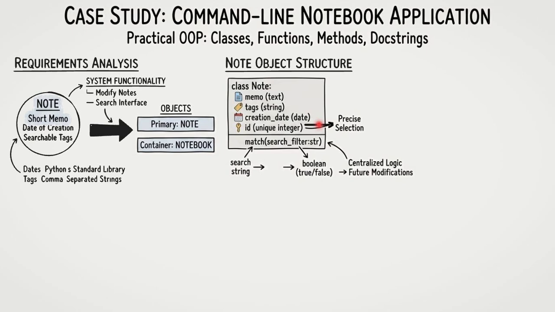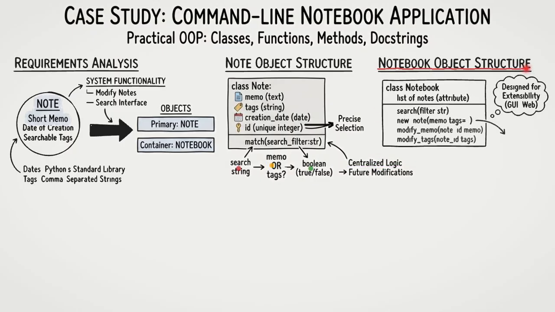A key design decision here is the inclusion of a match method. It takes a search string and determines if it corresponds to any of the memo or the tags, returning a boolean true or false. By relying on this centralized logic, any future modifications to how we search can be implemented in just one single location without breaking the rest of the system.